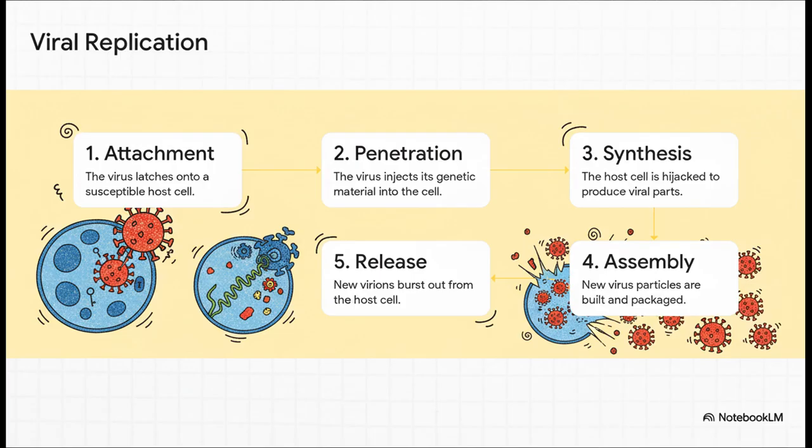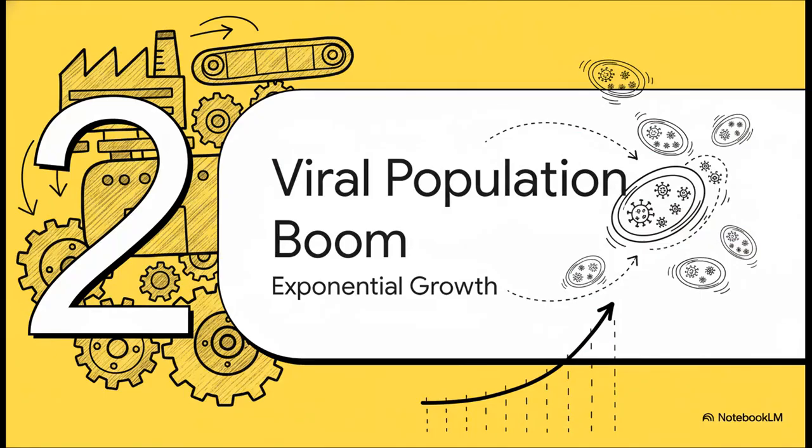Now, step 3 is synthesis, and this is the most critical part, the actual hijacking. The virus forces the cell to drop everything it's doing and start making viral parts instead. Step 4, assembly. All those new parts get built into brand new viruses. And finally, number 5, release. The new viral army bursts out, usually destroying the cell in the process, ready to do it all over again. So one cell becomes a factory. But what does that really look like over time?